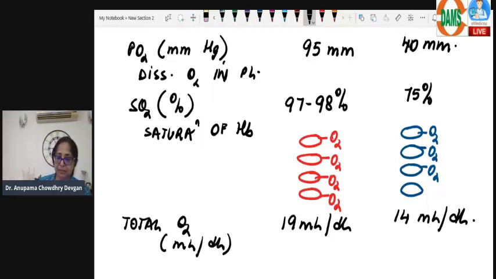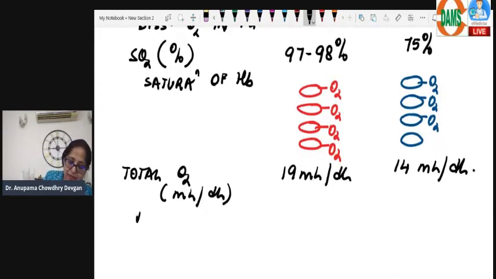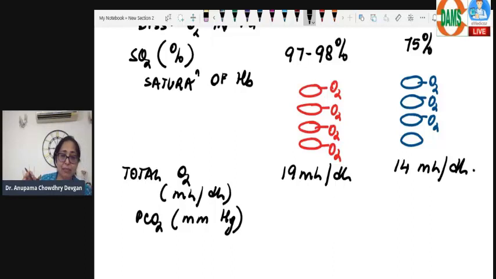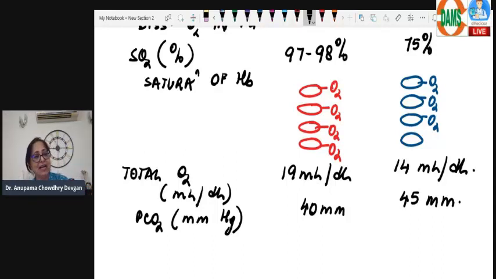What happens in the venous blood? Then let us see what happens to PCO2, in millimeters of mercury. Arterial blood, the PCO2, these are important values which you have to know. These are important values which you cannot afford to forget. PCO2 is 40 millimeters of mercury in arterial blood and 45 millimeters of mercury in venous blood. Carbon dioxide will be higher in the venous blood.